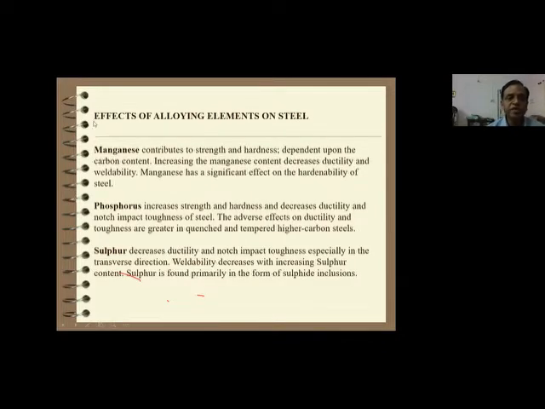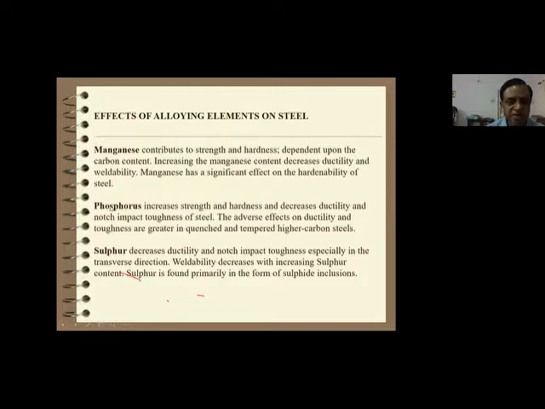Now we have to see why these different alloying elements are there and what is the effect of that alloying elements. Now when manganese is added, the manganese contributes to the strength and hardness dependent upon the carbon content, and increasing the manganese content decreases the ductility basically, and also it decreases the weldability. Manganese has got a significant effect on the hardenability of the steel. So whenever somebody wants to have the higher hardenability material, manganese is the best alloying element to get that property.